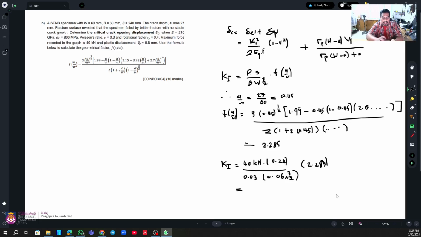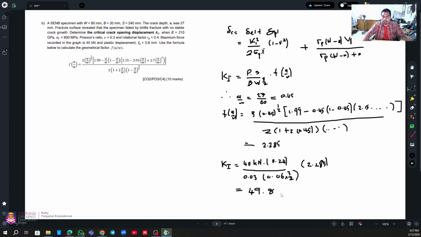40 exponent 3 multiplied by 0.24. Okay, divided by 0.03 multiplied by 0.06 to the power of 3 over 2. Okay, now I have to multiply by 2.285. Let's talk about this one. So I obtained 49.8 around that.